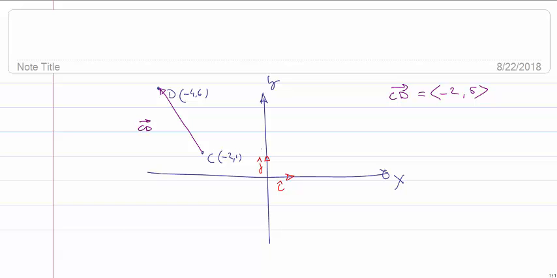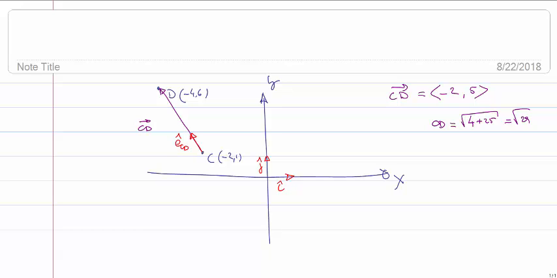CD may have a different magnitude. We can calculate it. The magnitude of CD is nothing else but the square root of (-2) squared plus 5 squared. So roughly the square root of 29, so obviously bigger than 1. It's gotta be a unit vector that starts at C and has a length of 1. Let's call it e_CD.